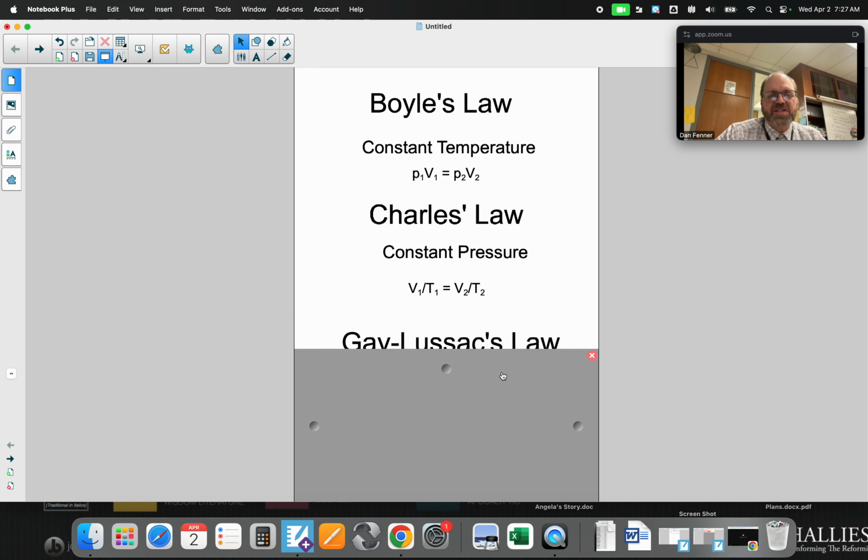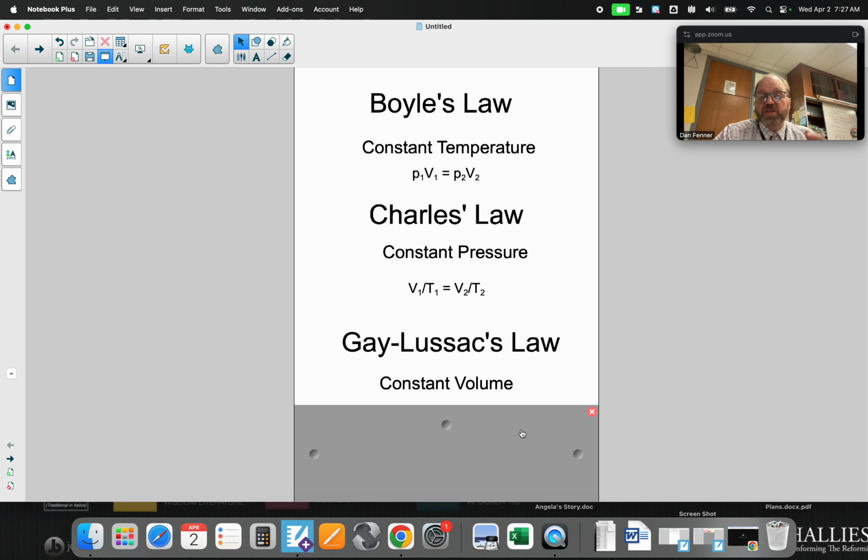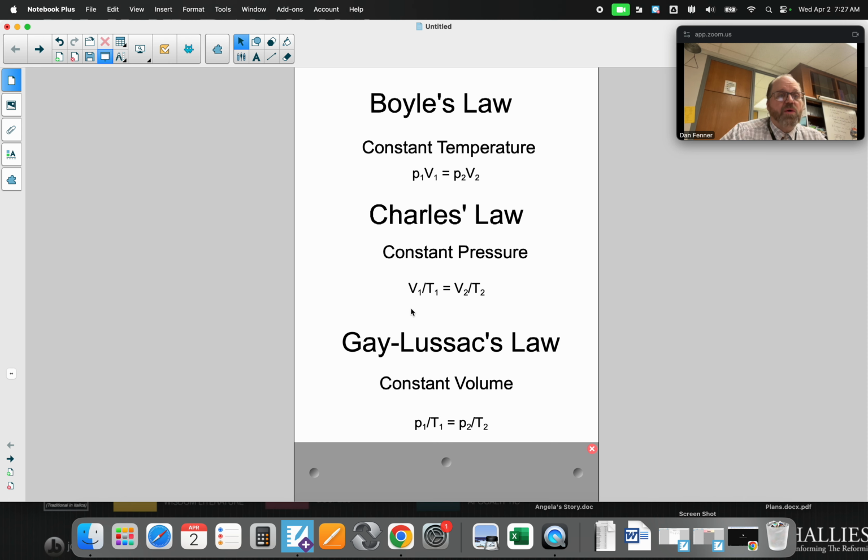And on the Gay-Lussac law, what's left? We did temperature, we did pressure, so it's constant volume. And it's directly proportional, the same as Charles' law: P1 over T1 equals P2 over T2.